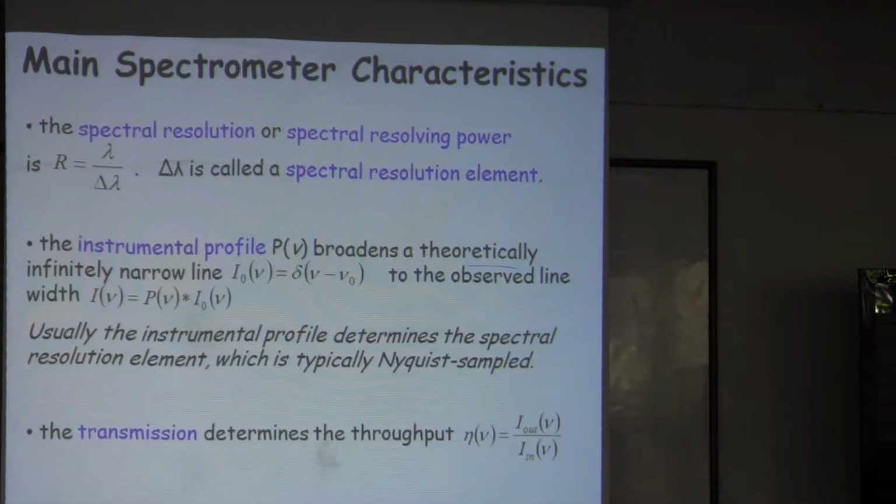Okay, so the very basic characteristics of a spectrometer are, of course, its spectral resolution. Or some people call it the spectral resolving power. And it's defined as the wavelength divided by the minimum wavelength interval, or the narrowest wavelength interval you can resolve, where this delta lambda interval is called the spectral resolution.